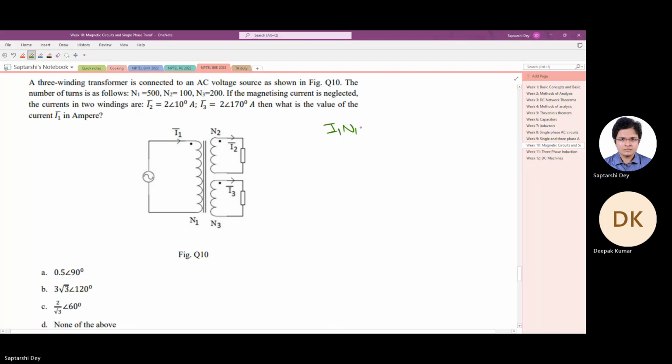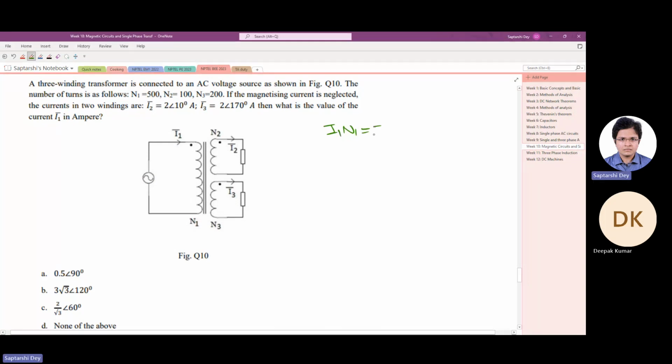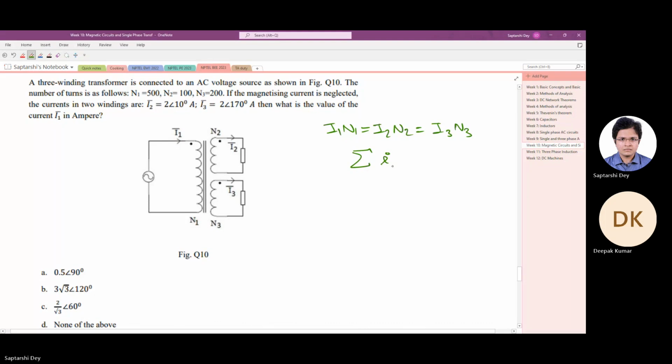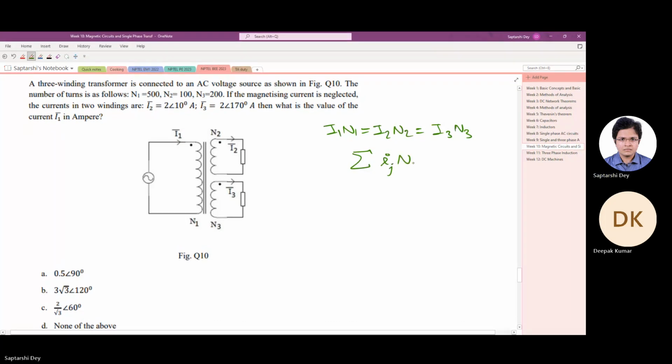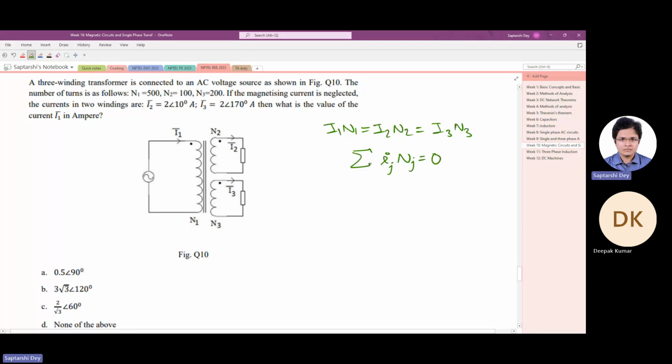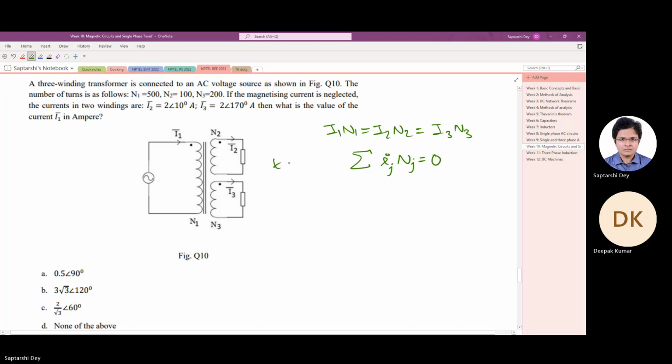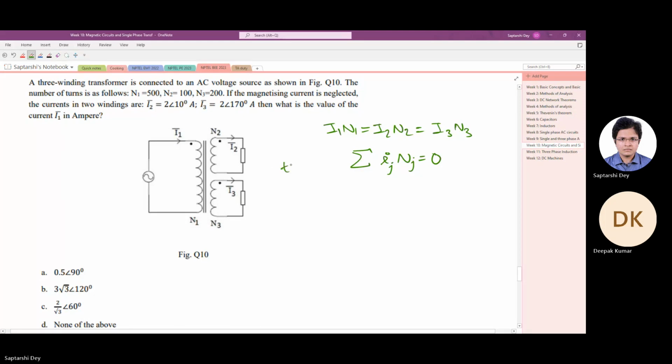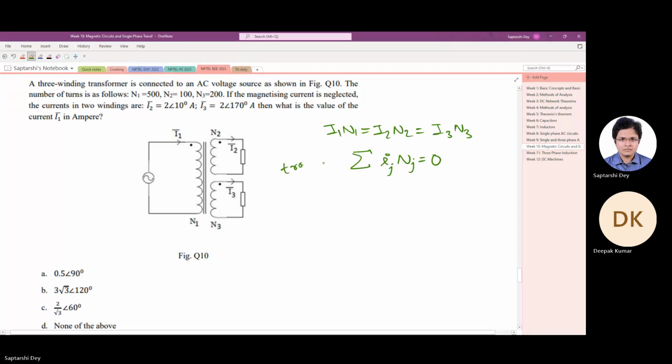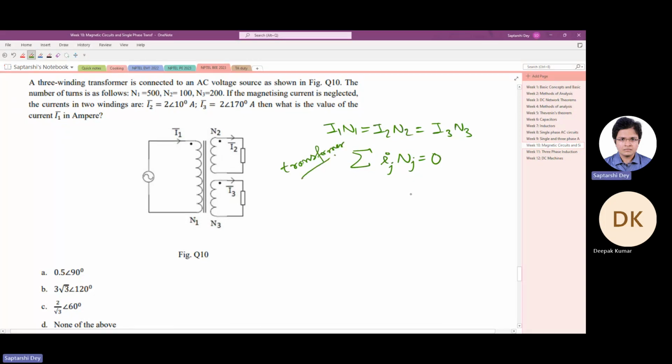I1 N1 equals I2 N2 equals I3 N3. Actually, in a more general way, it is the sum over j of Ij Nj equals 0 for a transformer. This is called MMF balance of a transformer.